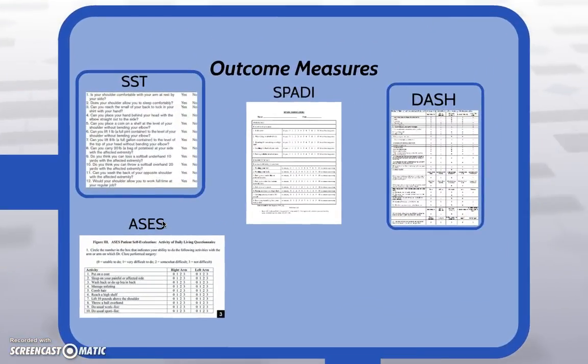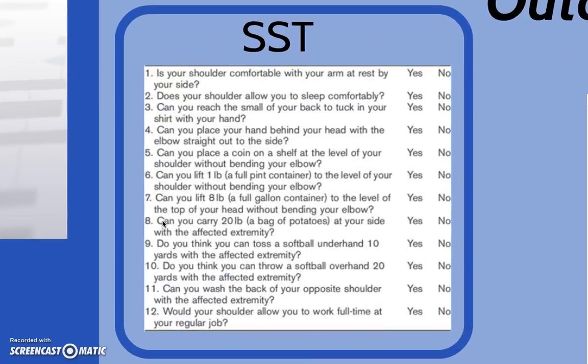Outcome measures used for the shoulder. There are several outcome measures used to measure shoulder disability. The Simple Shoulder Test, or SST, is the standardized self-assessment of shoulder function with 12 yes or no questions. Compared to other questionnaires, the Simple Shoulder Test takes the shortest amount of time to complete, is the easiest to score, and has the highest test-retest reliability.